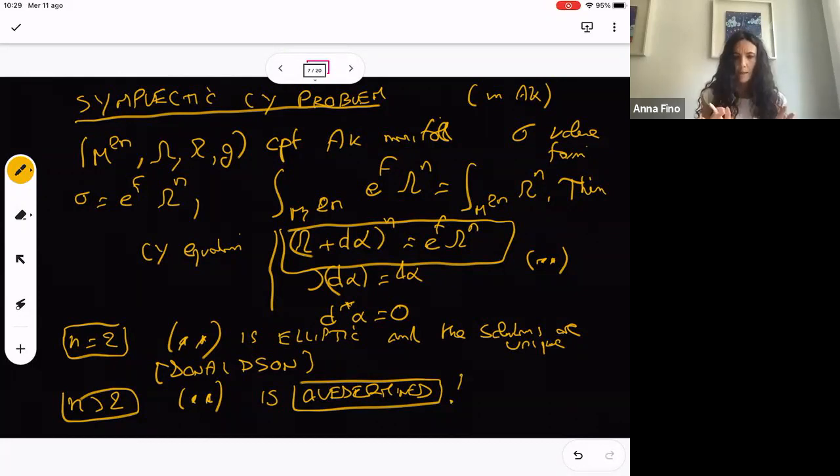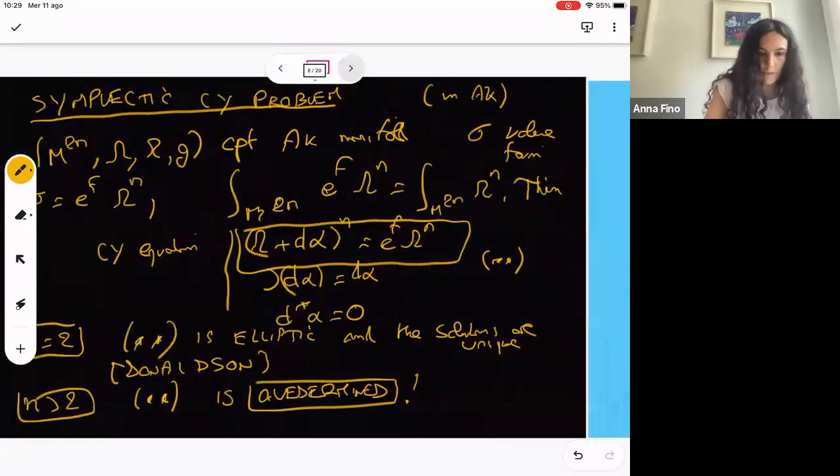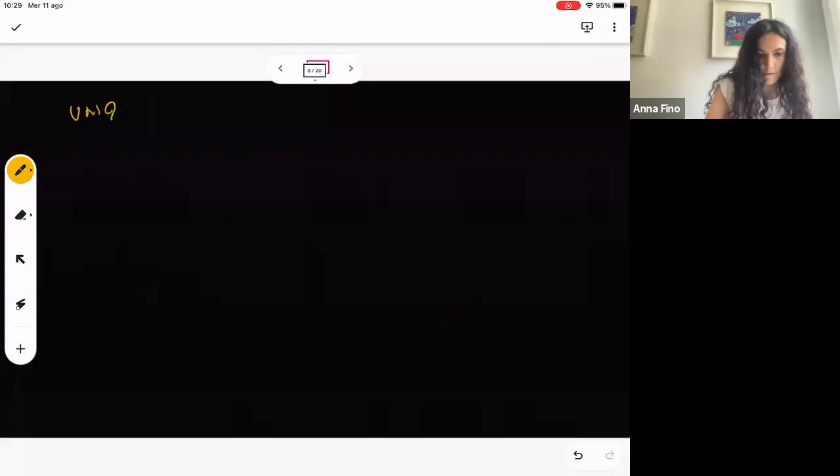So the problem that we will see now is for which compact almost complex manifolds we have a solution for this problem. And before seeing existence of solutions, let's see the Donaldson proof of uniqueness. Uniqueness of the solution by Donaldson.